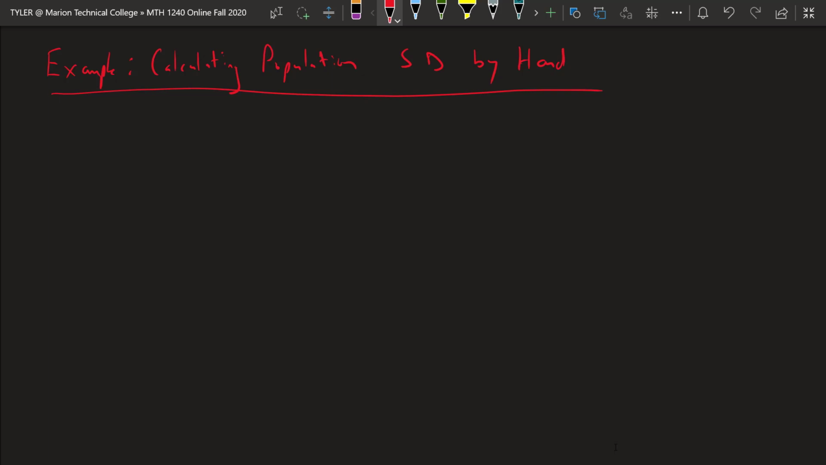So my data is 23, 36, 23, 18, 5, 26, 43. The first thing I like to do is just count how many things we have. We have 1, 2, 3, 4, 5, 6, 7. So that tells me that capital N is equal to 7, because this is a population.